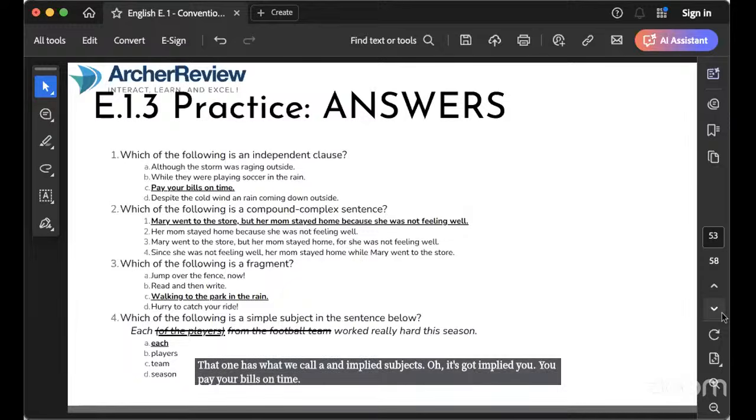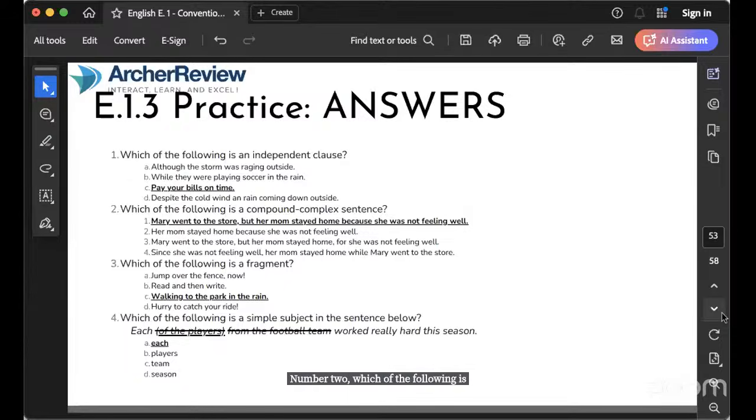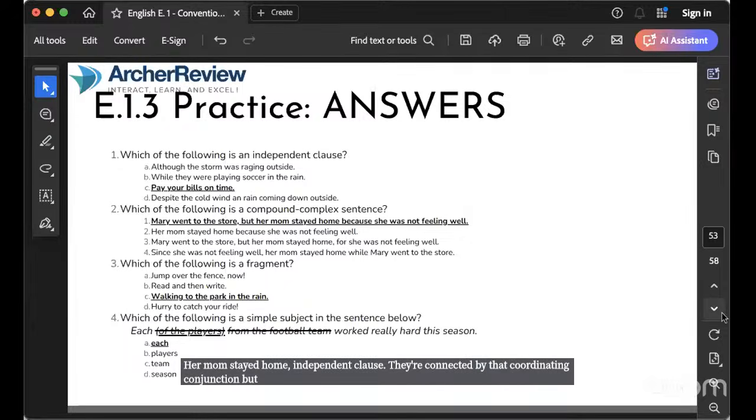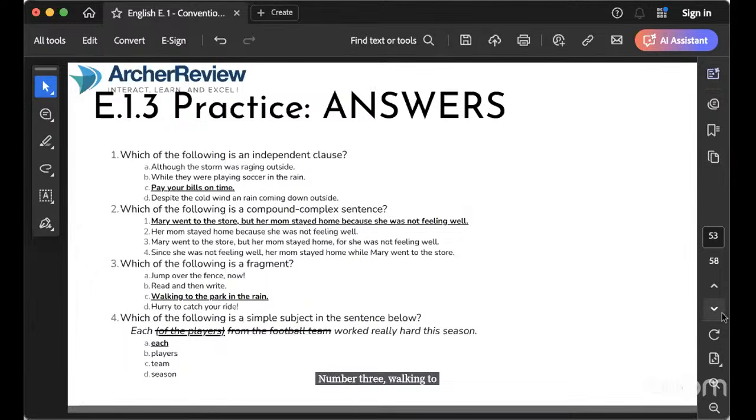Number two, which of the following is a compound complex? Mary went to the store, independent clause. Her mom stayed home, independent clause. They're connected by that coordinating conjunction, but, so that's the compound part of the sentence. Because she was not feeling well, that's a dependent clause. Number three, walking to the park in the rain is a fragment.